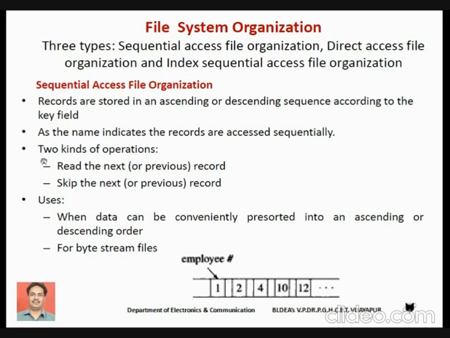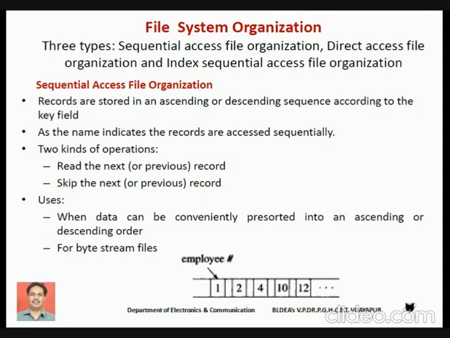These sequential access files support two kinds of operations. Either you can read the next record or you can read the previous record. Suppose you are at record number 4. Either you can go to the previous one, that is record number 2, or you can go to the next record, 10. You cannot directly go to some random record. It is possible to read or write the next or previous record. That's why we call it sequential access.